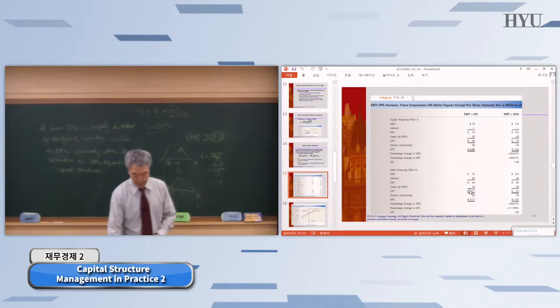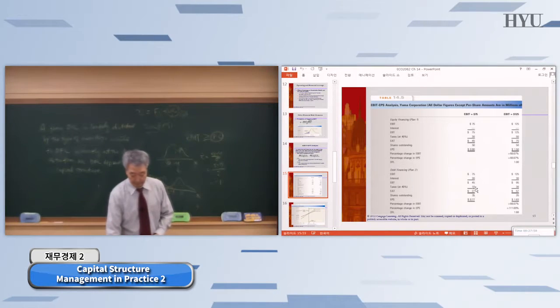On the other hand, in the second case, the number of shares outstanding will be 35, because instead of issuing additional shares, they're going to borrow money. They're going to issue some debt or bonds. You see the difference? Make sure you understand that story here. In the equity financing case, the number of shares outstanding is 50. In the debt financing case, it is 35.